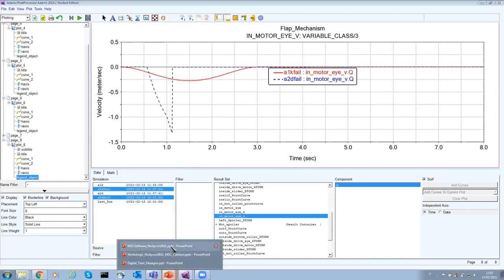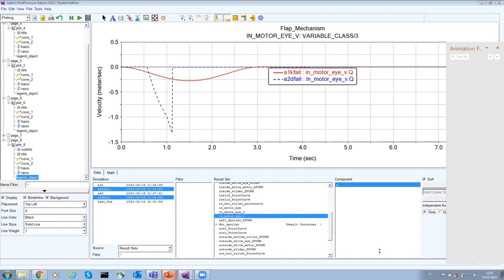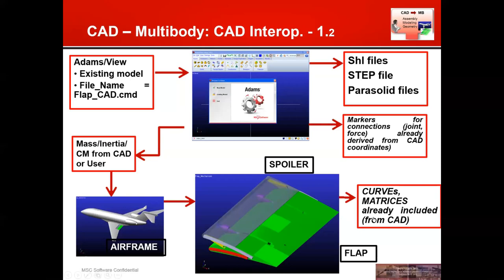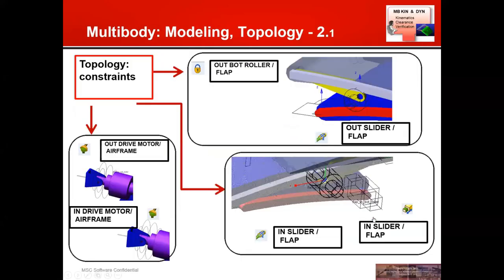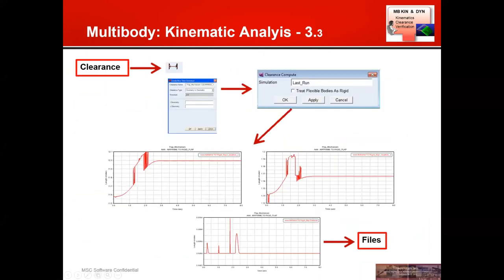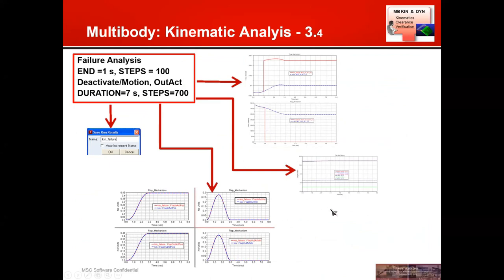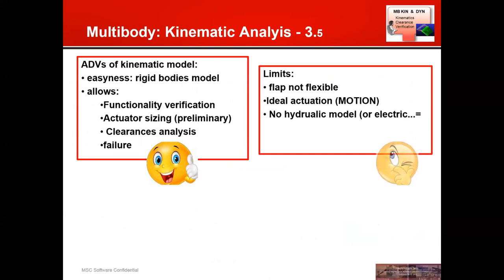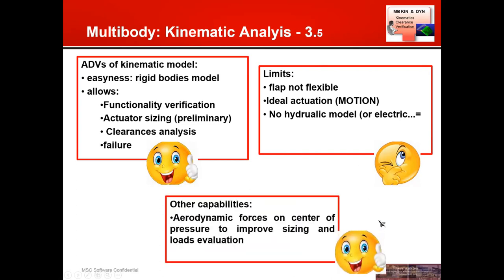So this is another evolution. What we have performed? We have simulated the kinematic analysis. Then these are some results. Then we have simulated the failure, and these are some results. Then with the kinematic analysis, we can use a simple model for fast analysis, for preliminary verification of functionality, for preliminary sizing of actuator, but we are not modeling the real actuator, and there is no structural information. So we have to increase our model.